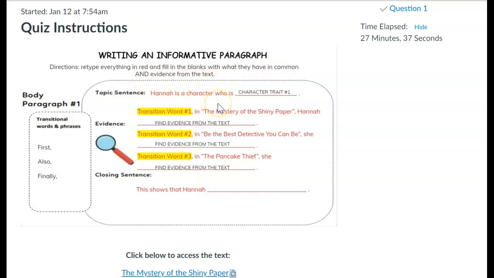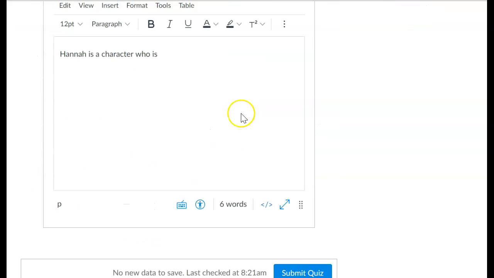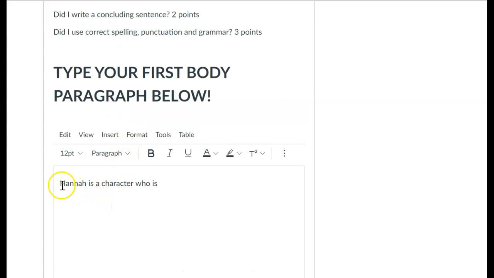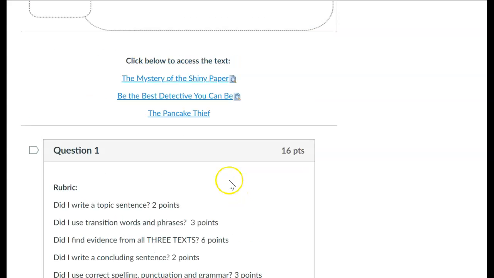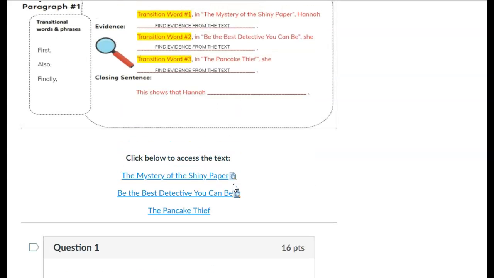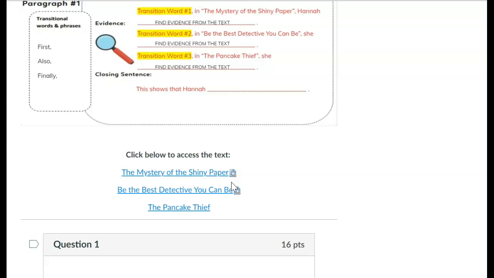We're comparing. Comparing means what they have in common. And then it gives you your transitional words. So our topic sentence is, Hannah is a character who is. Down here in your box, you'll type, Hannah is a character who is. So we think about Hannah. She likes being a detective. She likes looking at clues.